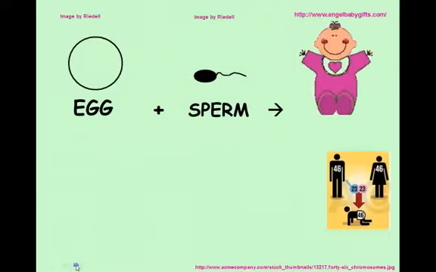So here's what we're going to do. We're going to take an egg and we're going to take a sperm when we do sexual reproduction, and we're going to produce an offspring, a baby. Mom donates the egg, dad donates the sperm.